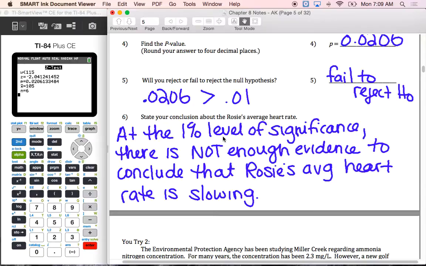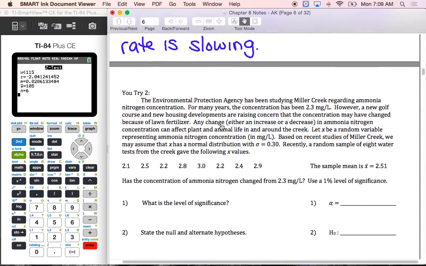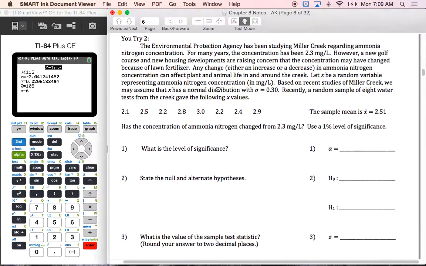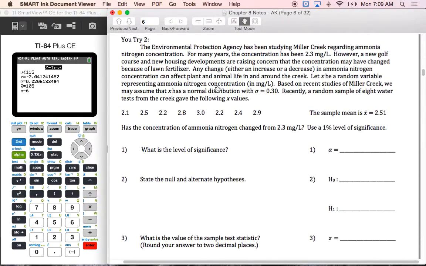Now I want you to try the next one. See if you can go through it just like we did and find all your parts. So pause the video, go through your calculator steps. If you need to go back, look at the notes and fill in everything.